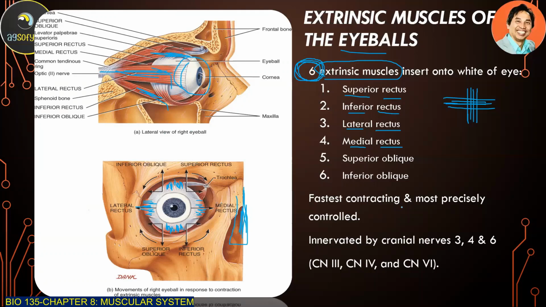And there are two that are oblique. Oblique means diagonal. This is a diagonal muscle. It is not a straight muscle. It's called the oblique. There are two of them: superior oblique on the top.